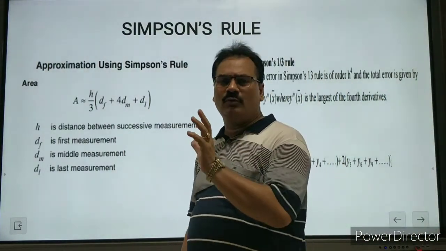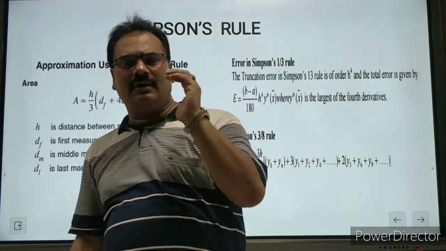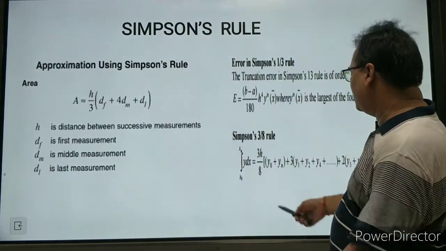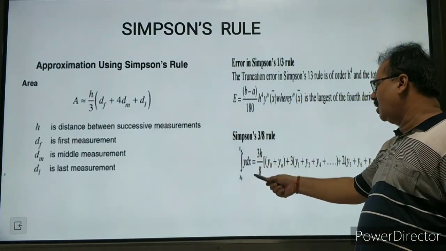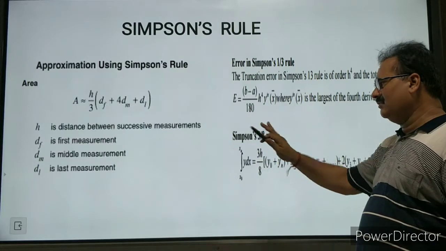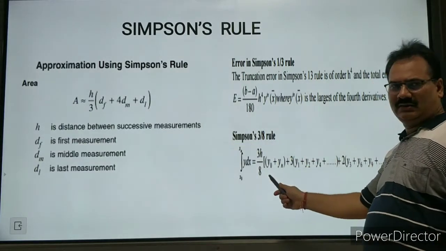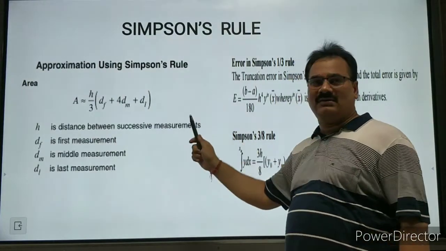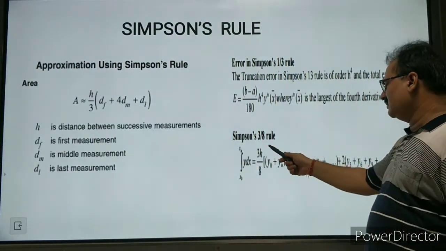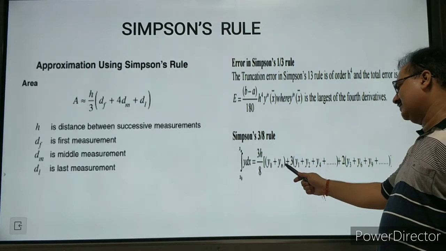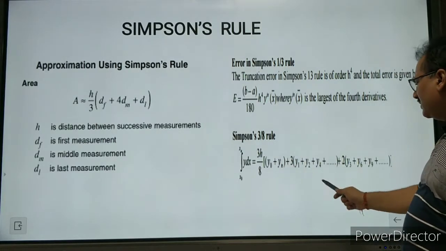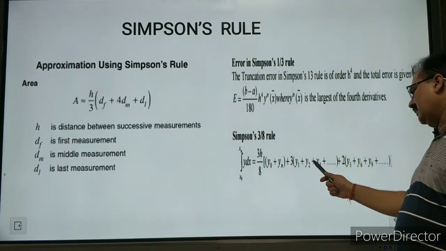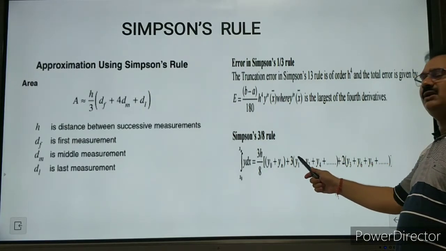Similarly, by putting n equal to 3, you can develop Simpson's 3/8. So what is the formula for Simpson's 3/8? The integral from x0 to xn of y dx, the area, is 3h by 8. Here it is changed, but in Simpson's 1/3 it was h by 3. In Simpson's 3/8 it is 3h by 8 times (first and last ordinate, y0 plus yn, plus 3 times all other ordinates, y1 plus y2 plus y4, except the multiples of 3).